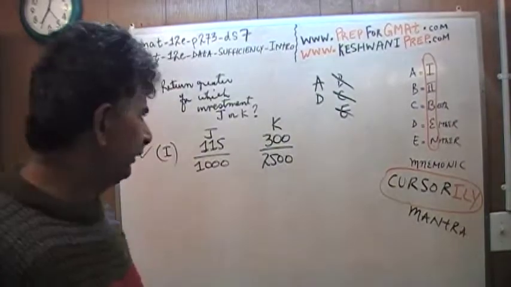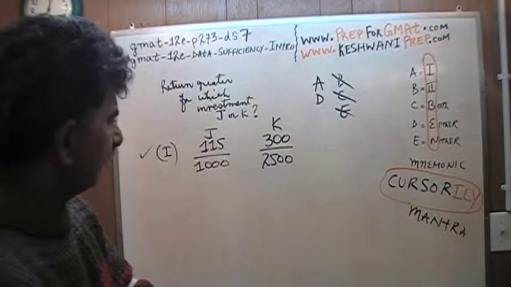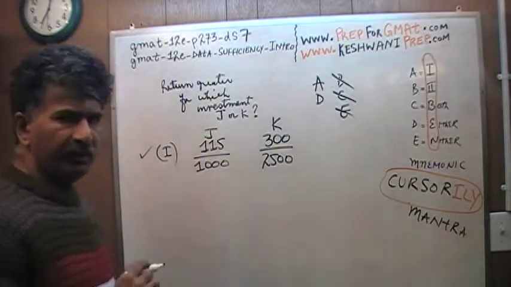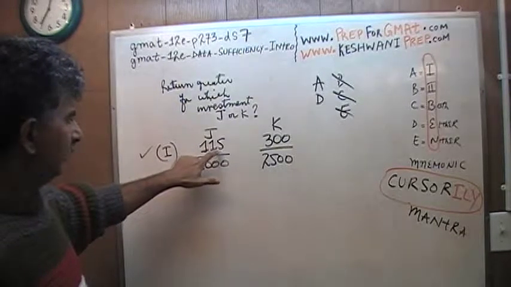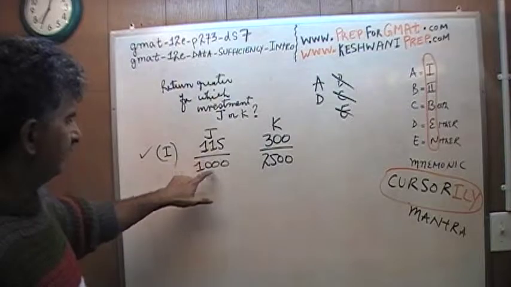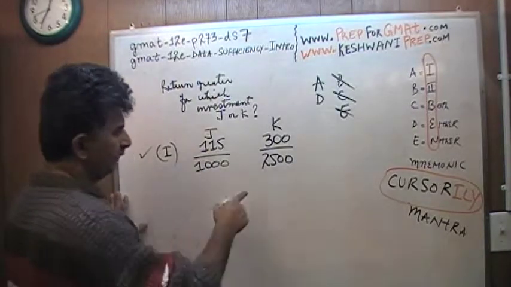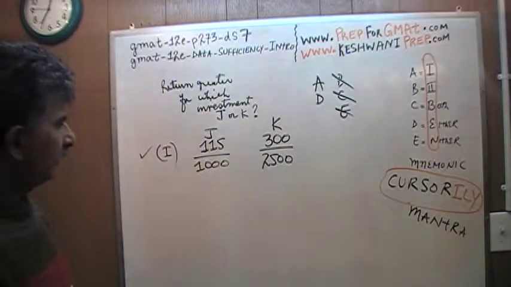Before we go to the second statement, could you tell me very quickly, just pause your video if you have to, and do the work? I just want to see how much work you actually have to do to tell me where the return is higher. What's the return here? Is $115 per 1,000? $115 per 1,000, but here it's not 2,000, it's 2,500. So how do I figure out quickly?